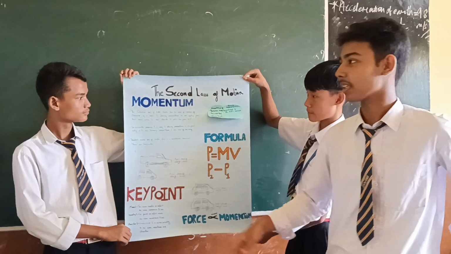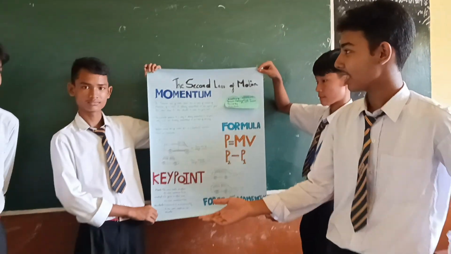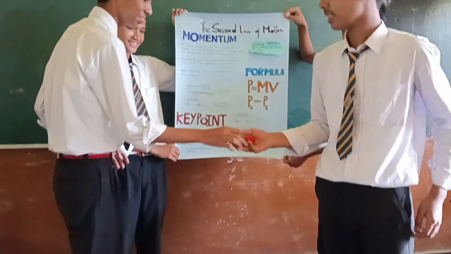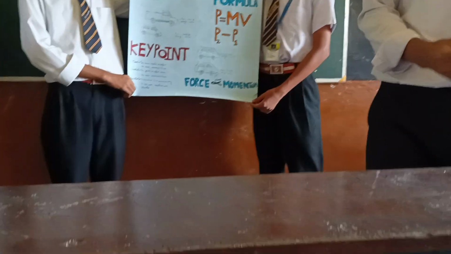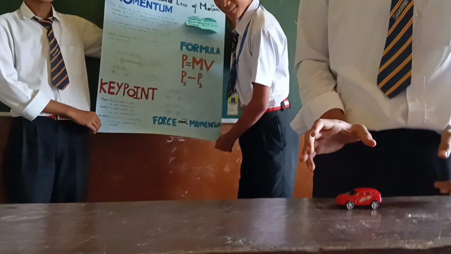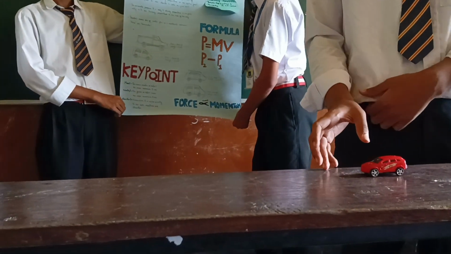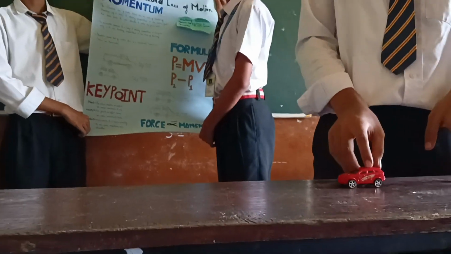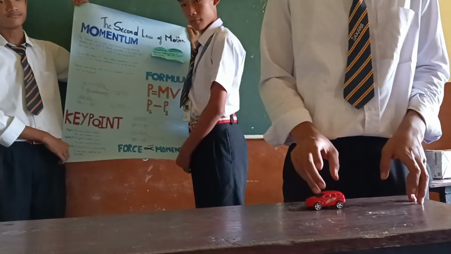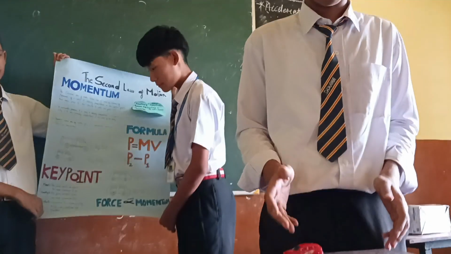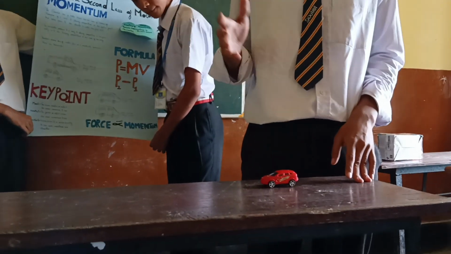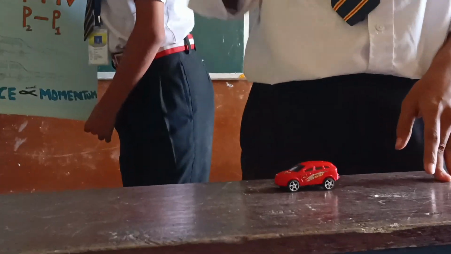For example, this car has a mass of 2 kg and a velocity of 5 meters per second. So the momentum of this object will be 2 kg into 5, which is 10 kg meter per second.